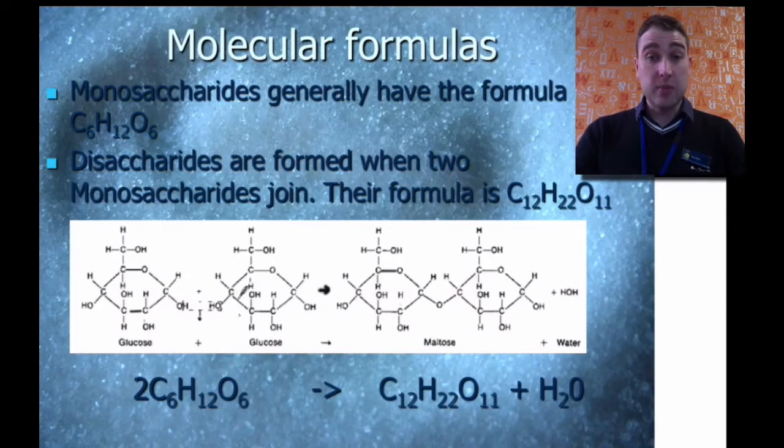Here's an example. We've got glucose and we're reacting it with glucose and making maltose, and we get a small molecule coming out, water. So this is a condensation reaction. You can see where they're joining down here at this OH group that's shared by this glucose and glucose. When they join together, we get a C-O-C bond, and then we get a water molecule coming out. Here's a general equation for that: 2C6H12O6 goes to C12H22O11 plus water.